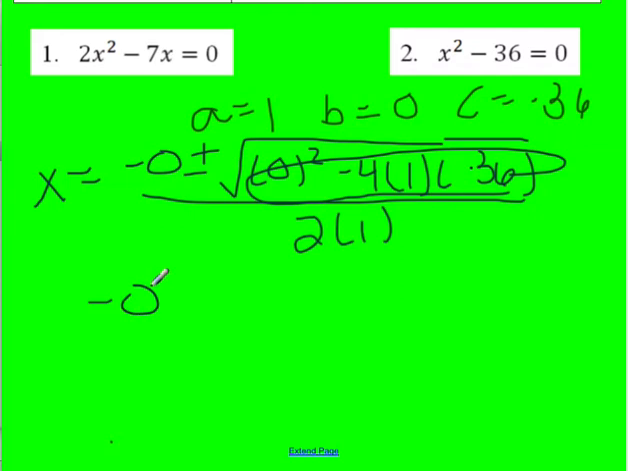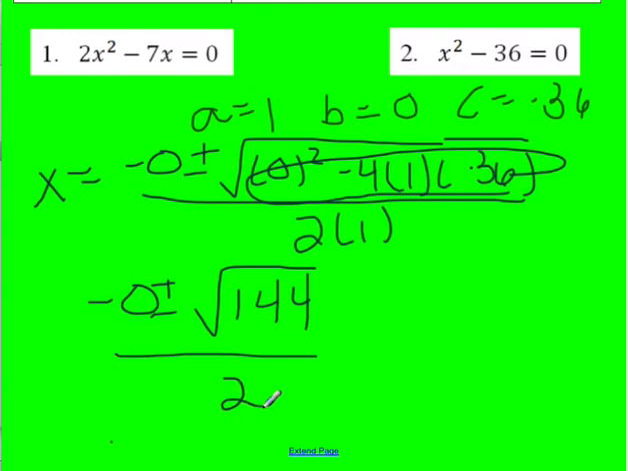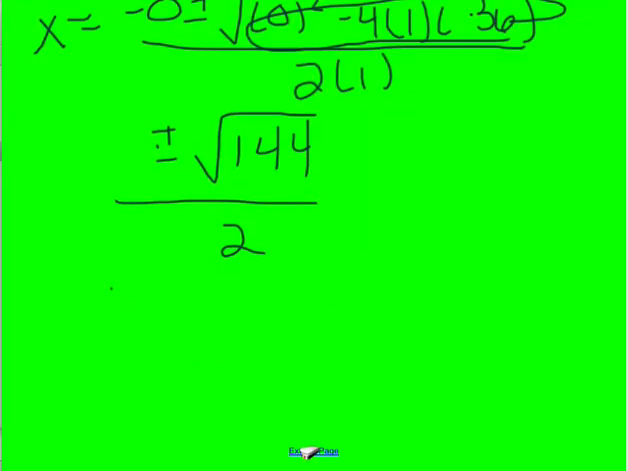And when you simplify, you plug that exactly into your calculator like I have it written there, you end up with 144. So you get -0 plus or minus the square root of 144 over 2. Well, -0 doesn't really mean anything, so I'm actually going to get rid of that altogether. So all I have are plus or minus the square root of 144 divided by 2.